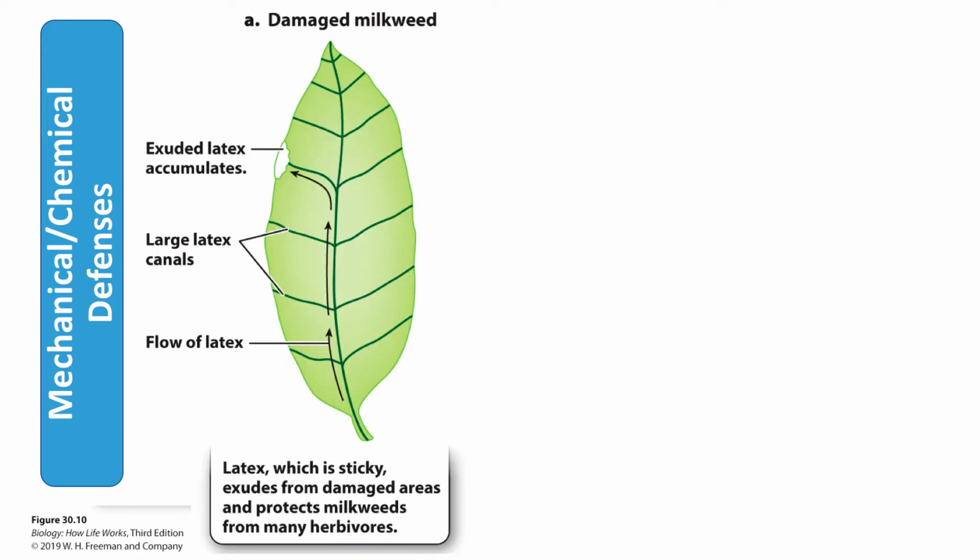Milkweed has another defense in its leaves, a sticky liquid called latex. This latex is found in extracellular channels and is under pressure in an intact leaf. This pressure then causes the latex to flow out of the leaf and stick to anything it comes in contact with when the leaf is damaged. A feeding insect is in danger of having its tiny mouth parts glued together if the latex comes into contact with it.